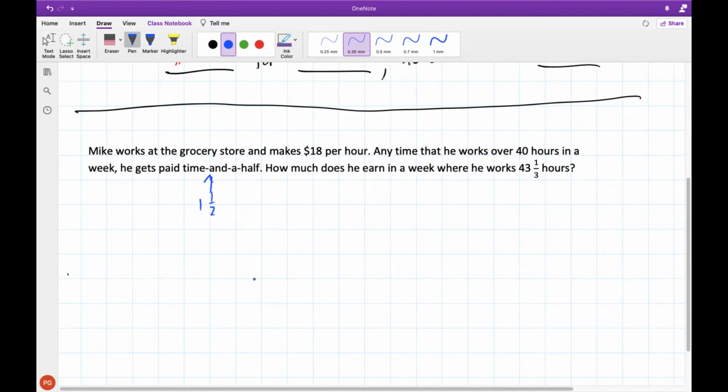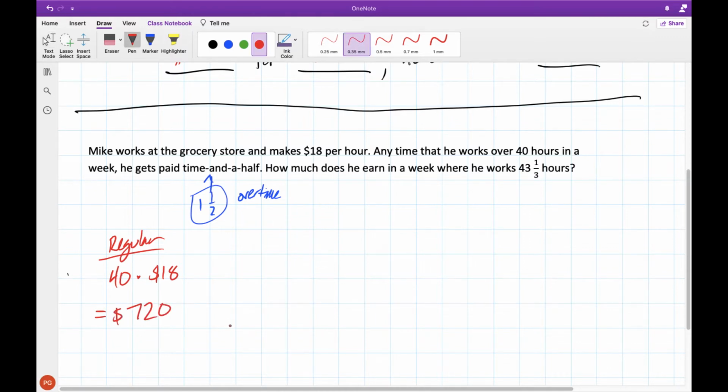To help us with this problem, what's going to be important is to split up his regular work and his overtime work, basically where he's getting paid extra. For his regular hours, he worked 40 hours, making $18 per hour. So we multiply those two together, and we see that he makes $720 in regular wages.